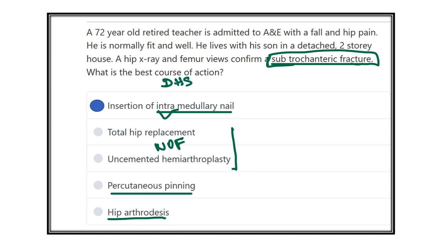And in case of the peritrochanteric or intertrochanteric fracture, the best option is the dynamic hip screw. And when there is a femoral neck fracture, we should go for the total hip replacement in case of a young adult, and in case of an immobilized or disabled patient, go for the hemiarthroplasty.